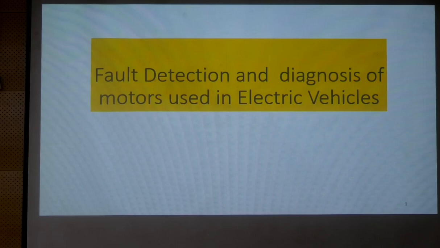Professor Ilamparthi is covering so many aspects, different algorithms for the diagnosis of the machines for the electric vehicle applications also.